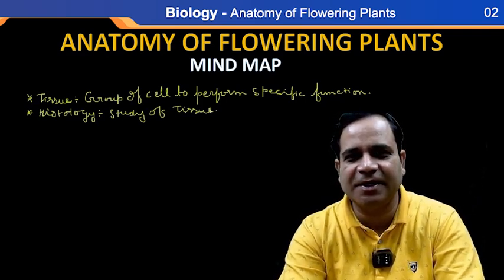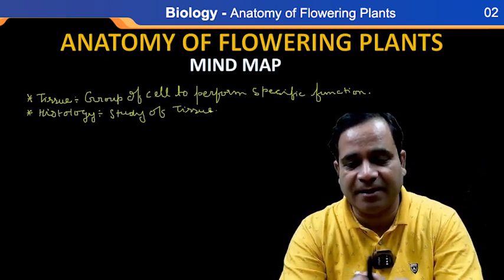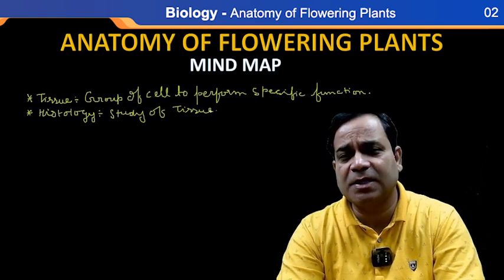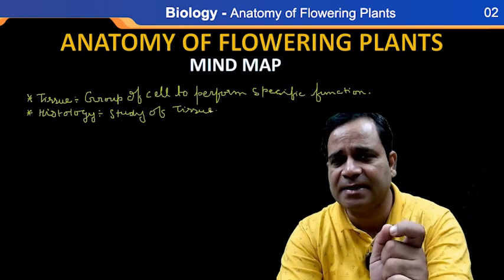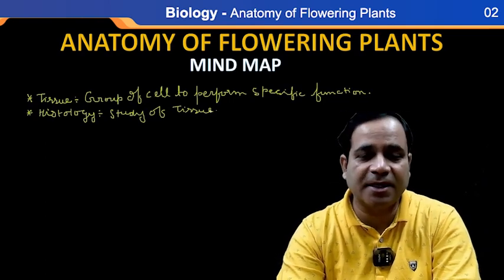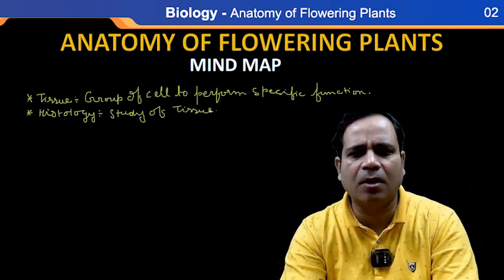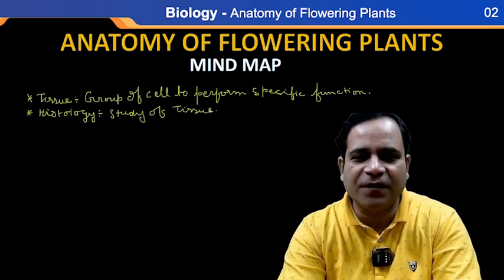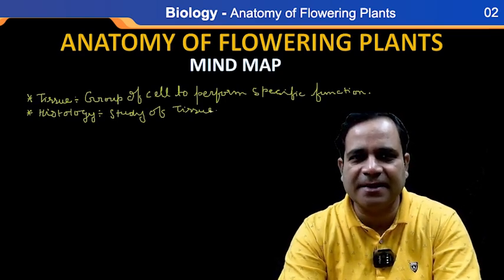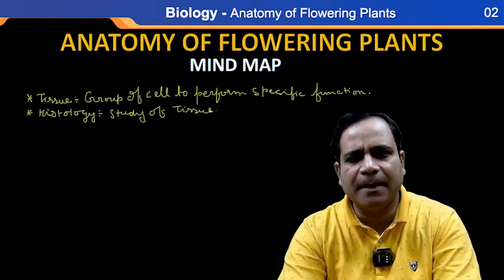If you know that, it is good. If you don't know, take out your pen and copy and write down this definition: tissue is just a group of cells to perform a specific function. In this chapter, we should know all the internal structure of plants. If we study the internal structure of plants, it is known as anatomy, my dear.